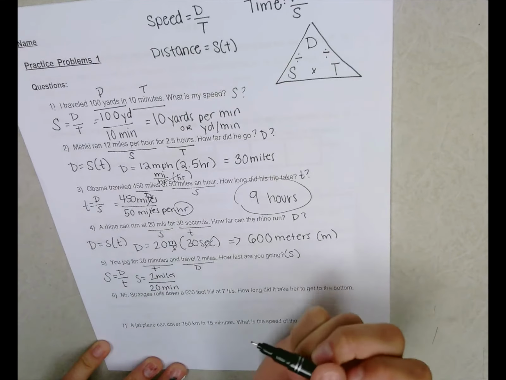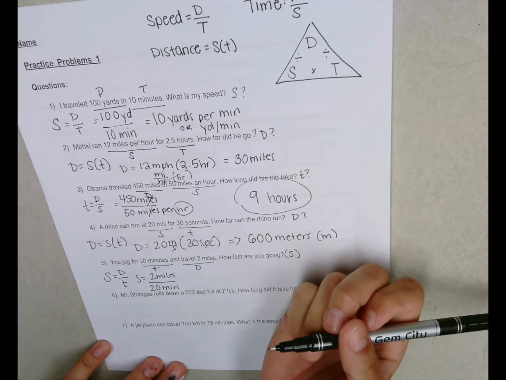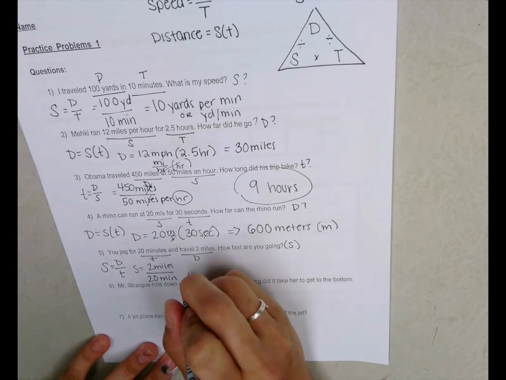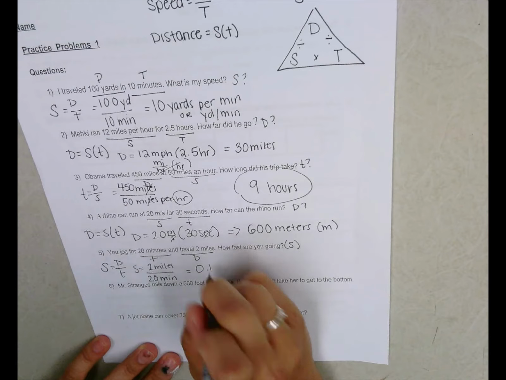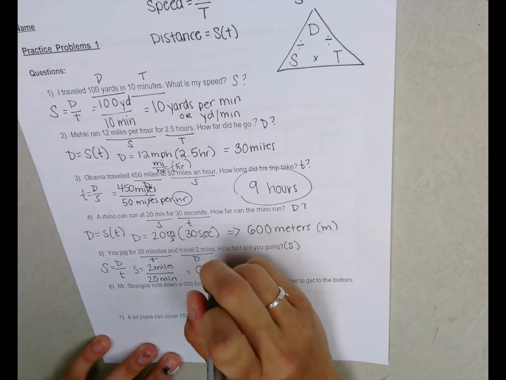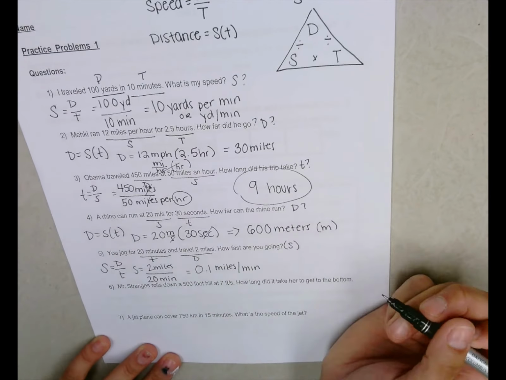Now, if you wanted to convert this from minutes to hours, you are more than welcome to. However, I'm not requiring you to do that. I will always put that in the directions. So 2 divided by 20 gives us 0.1. Can these cancel out? Nope. So it's going to remain miles per minute.